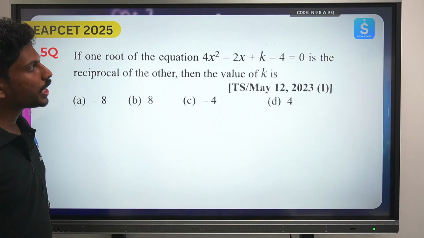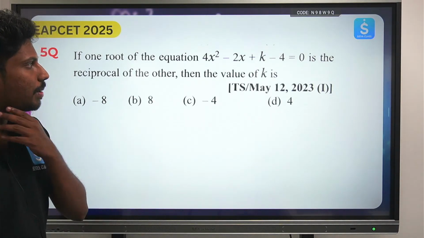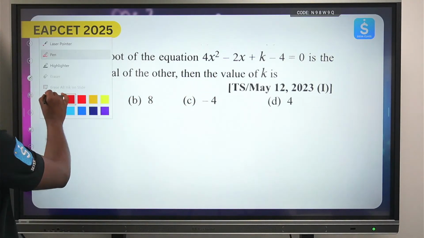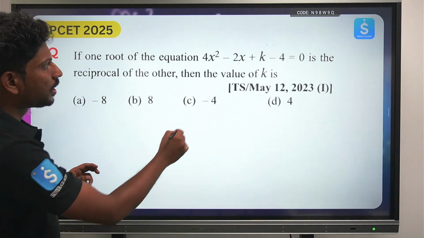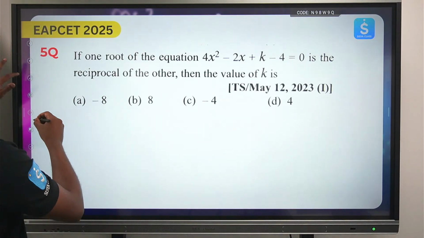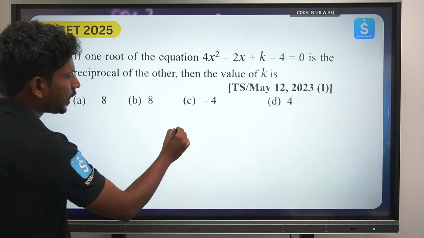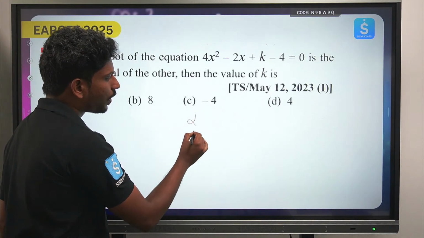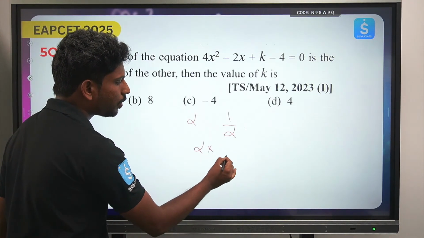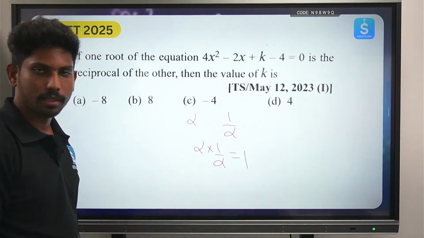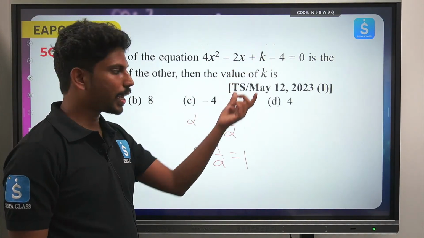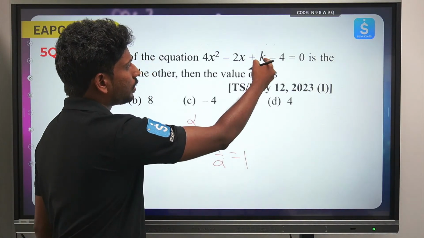If one root of the equation 4x square minus 2x plus k minus 4 is the reciprocal of the other, then find the value of k. This is a very simple and easy question. He's saying one root is the reciprocal of the other. Then if one root is alpha, the other root will be 1 by alpha. So the product of roots will be equal to 1. Now we know that the product of roots is equal to c by a.